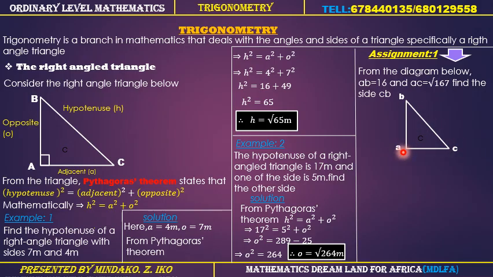And what is AB? AB can be the opposite, or it can be the adjacent. But since the diagram has specifically defined AB to be 16, AB is 16. In our previous example, AB was the opposite, so the opposite is given and the adjacent is also given, which means they're asking for the hypotenuse. So just use the Pythagoras theorem and substitute.